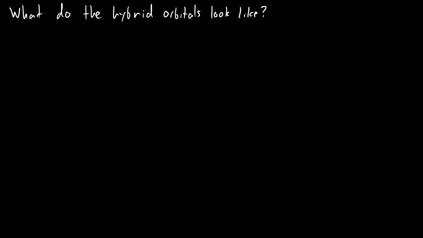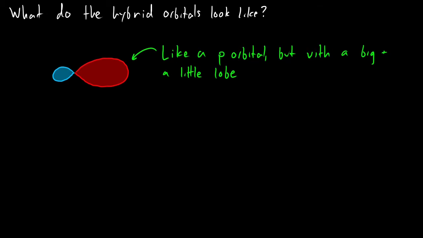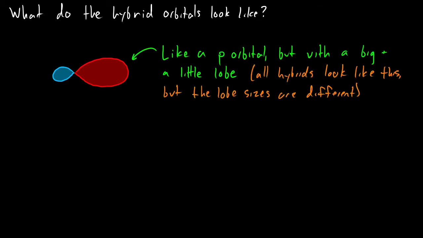So let's draw a picture of these new orbitals. What exactly do they look like? Well, they all look about the same. They look a lot like a p orbital, but with one big and one little lobe. All the hybrid orbitals look like this, but the relative sizes of the lobes are different. Since it's not really practical to draw these to scale, we're going to draw the sp, sp2, and sp3 orbitals like this, even though the lobes are slightly different sizes.